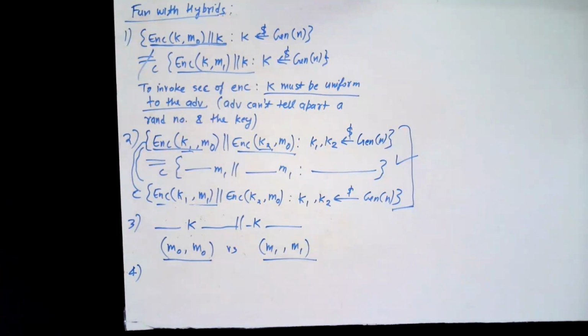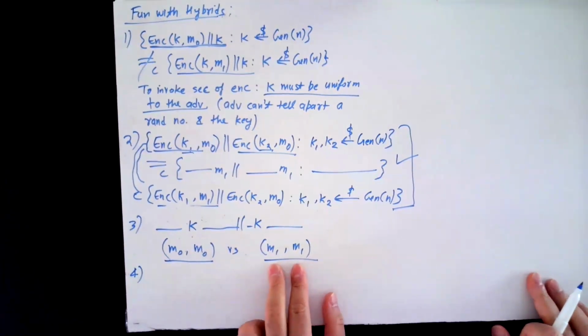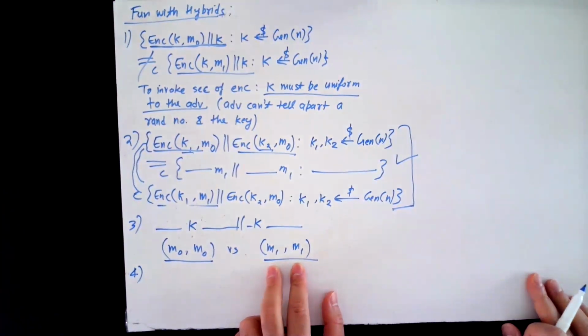So I think you're thinking about the counterexample. The same counterexample, you're right, doesn't apply when I have M0, M0 and M1, M1, right? So it is possible that even single key security might be fine in this example, but it may not be.